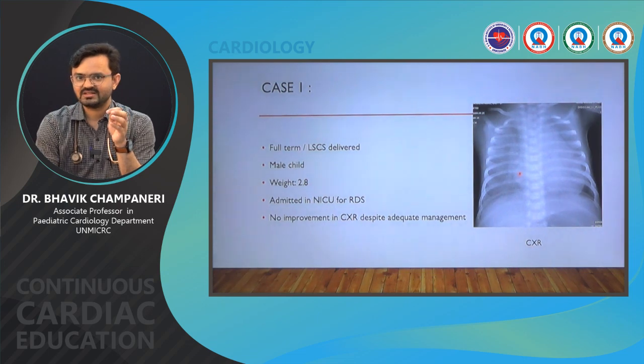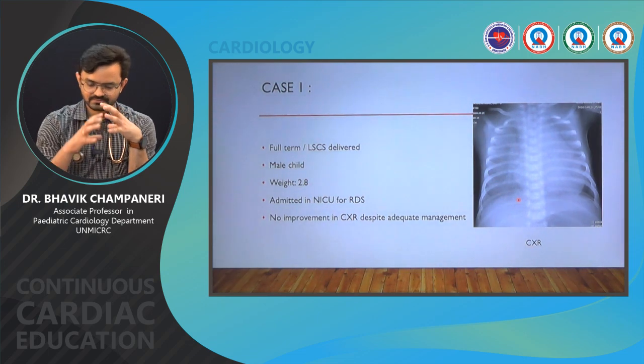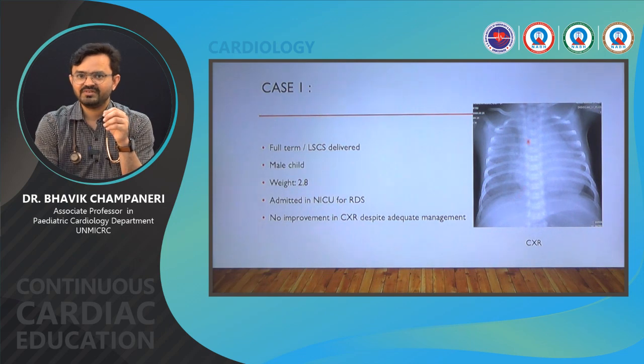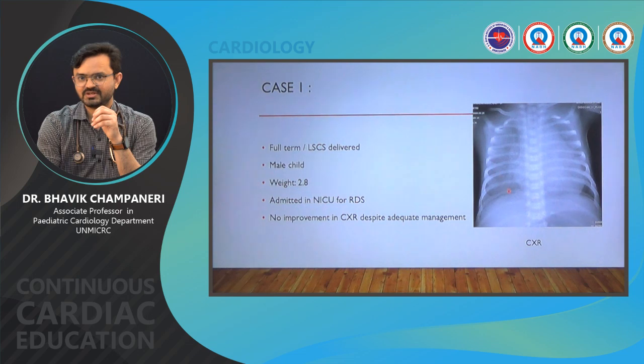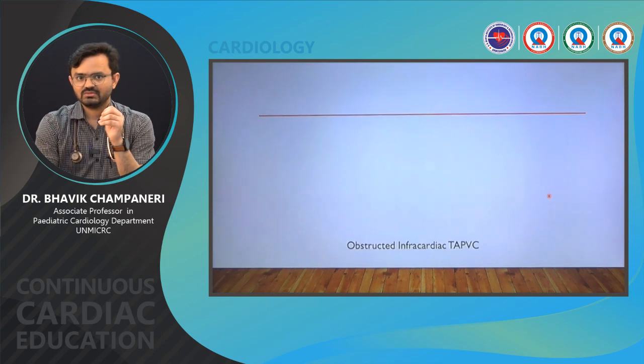You can see it's a diffuse pulmonary venous congestion. It obviously looks like RDS, but there is no improvement after classical management of RDS, and pulmonary venous hypertension or pulmonary venous congestion persists, which will give rise to the appearance of whiteout lung. So this was a case of obstructed infracardiac TAPVC.